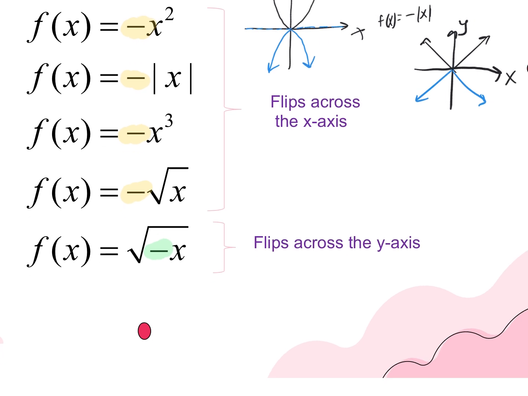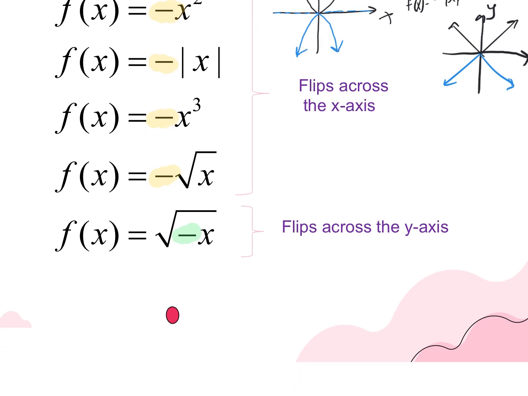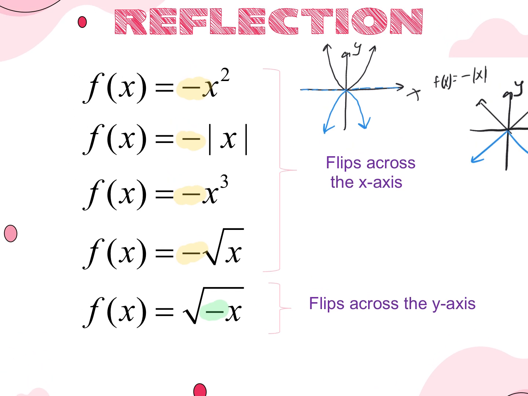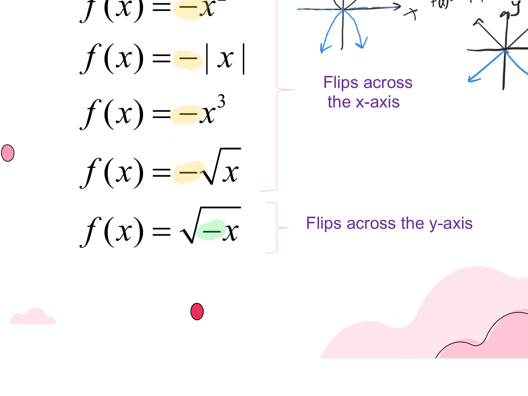Now the difference between these and this last one right here, notice the placement of the negative. In all of these first four, the negative is on the outside. In this last one, the negative is under the radical with the x. And it doesn't exclusively have to be just a square root function. Even if you had, let's say, f of x is absolute value of negative x, right?